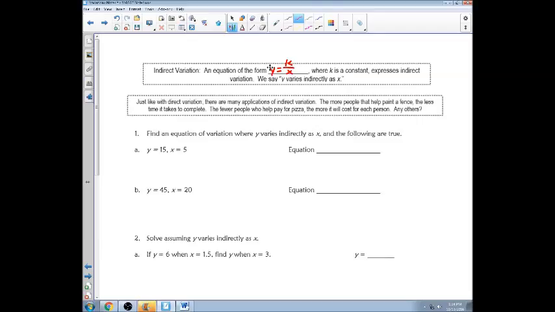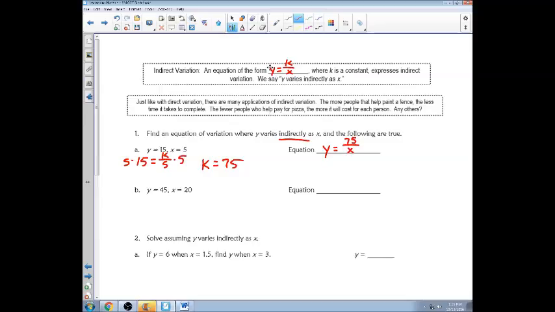All right. So we need to find an equation of variation where y varies indirectly as x, and the following are true. So again, just like our direct variation problems, we're going to use the equation. This time, though, it says indirectly. That's the key word. So I'll put 15 in for y. I'll have my k over 5, multiply by 5, multiply by 5. I'm just solving for k there. So my k value would be 75, meaning my equation would be y equals 75 over x.